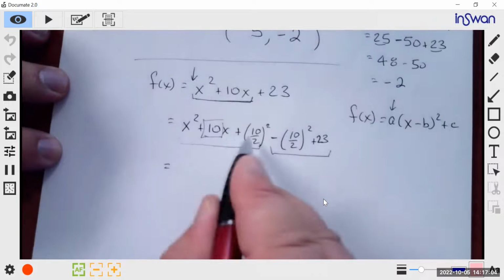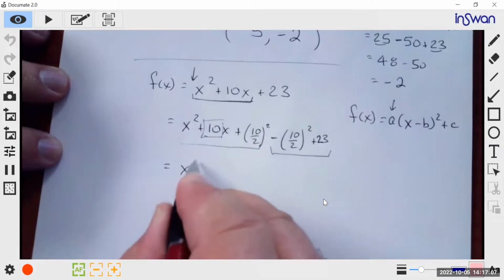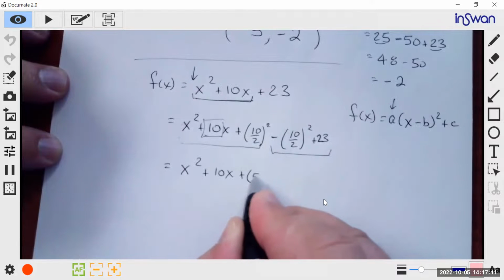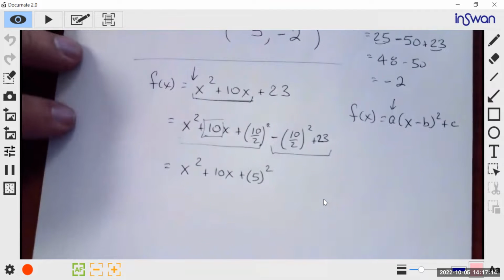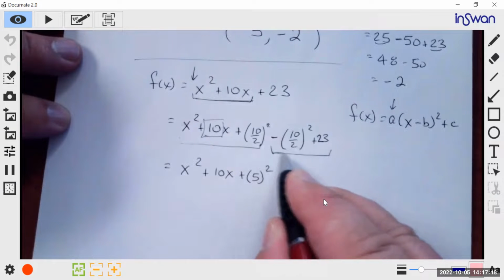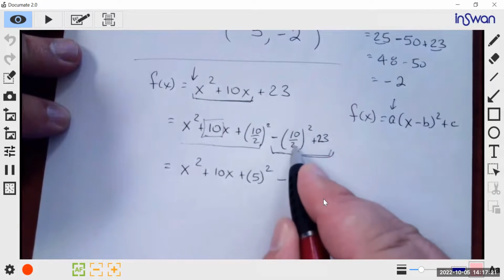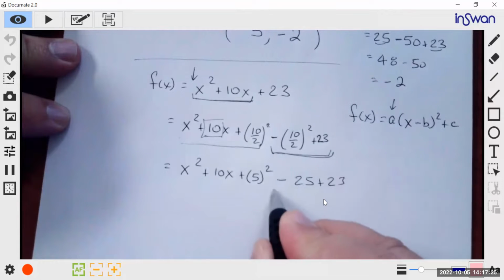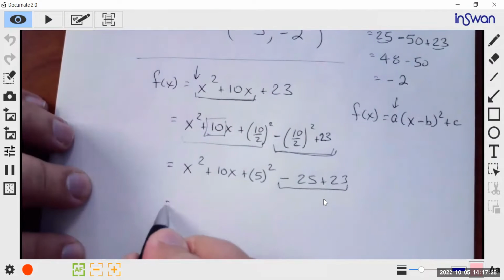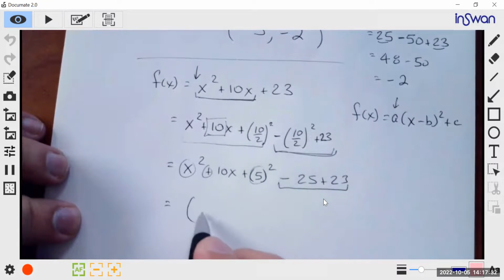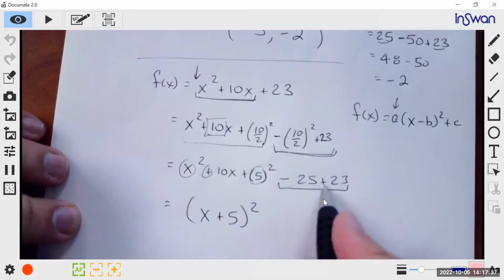So let's complete the square over here. We have x squared plus 10x. Remember, only do this inside the parentheses. And this part, we work all the way out. 10 divided by 2 is 5, squared is 25, plus 23. Whatever's under the square and the first sign goes inside the parentheses. And work that out.